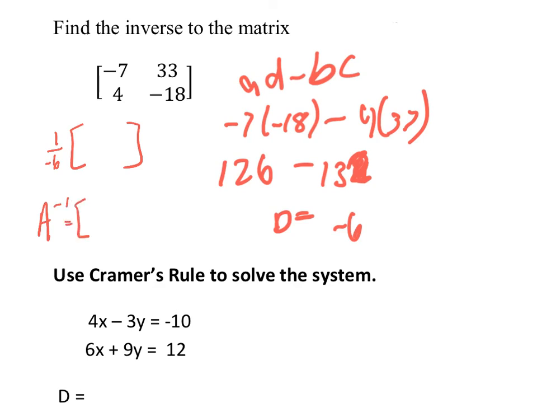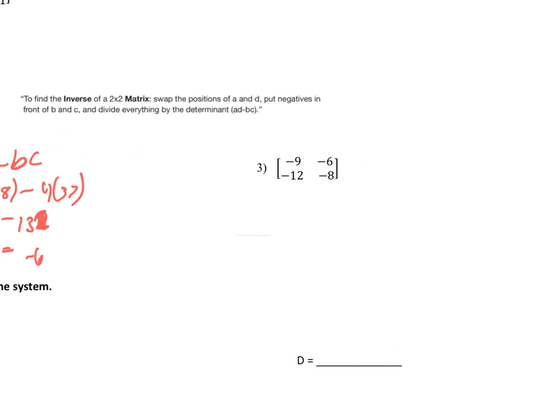So my majors switch spots, so negative 18, negative 7. My minors switch signs, so negative 4, negative 33. So, negative 18 over negative 6 is positive 3. Negative 33 over negative 6, we can simplify by 3. So this becomes positive 11 over 2. I have negative 4 over negative 6 becomes positive 2/3. And then negative 7 divided by negative 6 becomes 7/6. So there's your inverse.